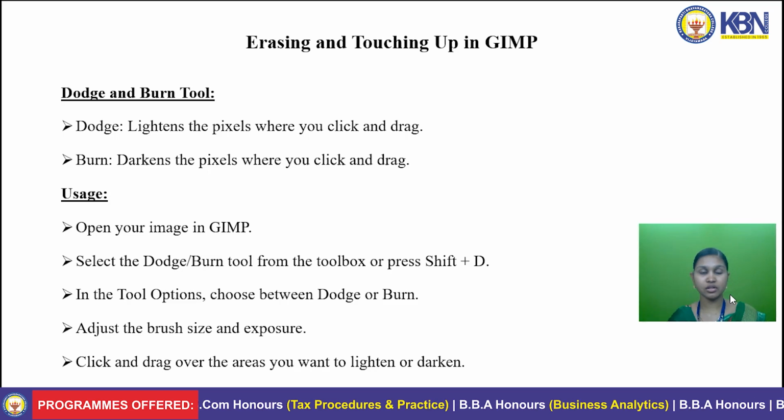In the fourth unit we learned about brightness and contrast, which affect the image quality, lightness and darkness. But in erasing and touching up in GIMP, lightening the image should be called dodge, and darkening the image should be called burn.